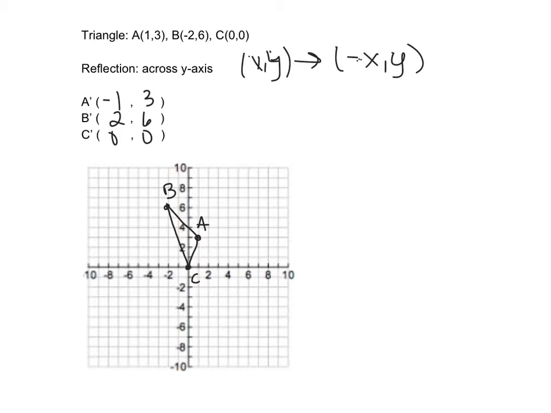Our new image, A prime is at -1, 3, B prime is at 2, 6, and our point C stays at the origin. So this time you can see, again, if I were to connect the original and new shape with horizontal lines, they're directly across from each other and the same distance from the y-axis.